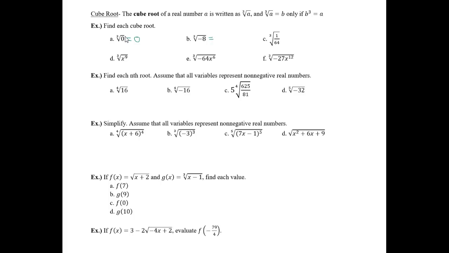B. The cube root of -8. What times itself, it has to be the exact same value, times itself 3 times would give you -8? So I'm going to take a step to rewrite this. -2 times -2 times -2 would give you -8. 3 negatives will give you a negative, right?